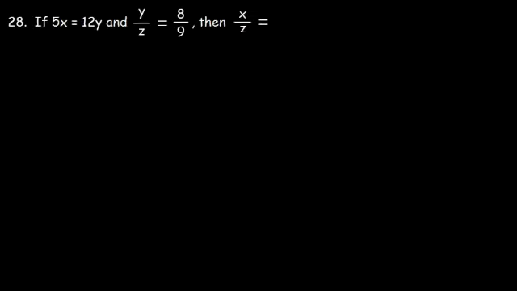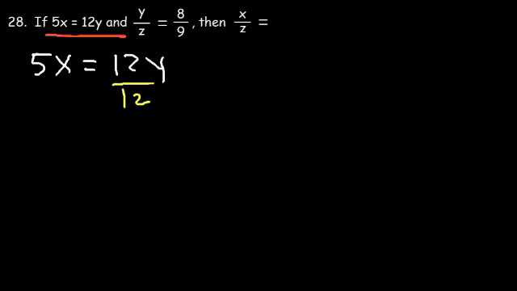28. If 5x is equal to 12y, and y over z is equal to 8 over 9, then x over z is equal to... So how can we do this problem? Well, what we need to do is rearrange some variables. So we need an equation that has only x and z. So we need to remove y out of the equation. So in the first equation, let's solve for y. If 5x is equal to 12y, if we divide both sides by 12, we're going to get an equation that states that y is equal to 5x divided by 12.